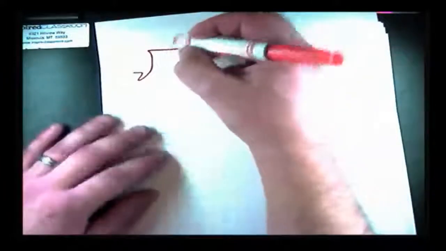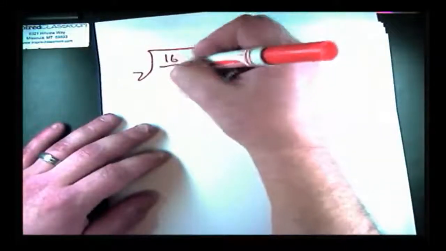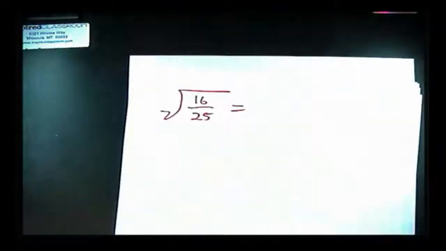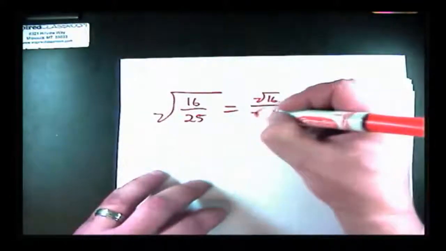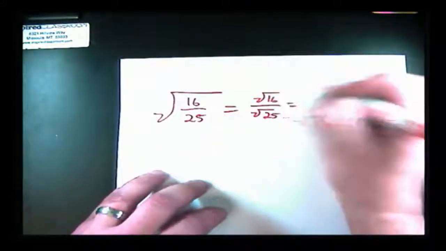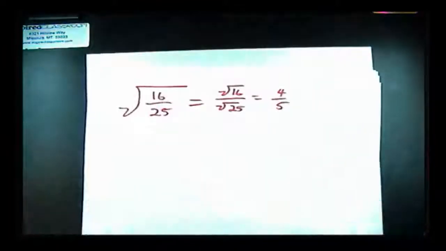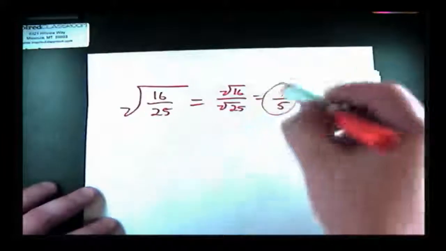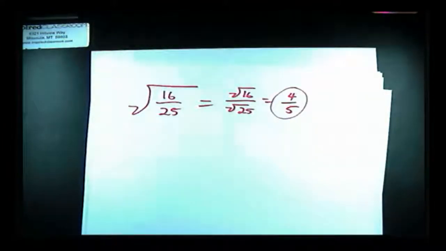So if I had the square root of 16/25, well, that's the same as the square root of 16 over the square root of 25, which is 4 over 5. So the idea is we're looking for perfect squares.